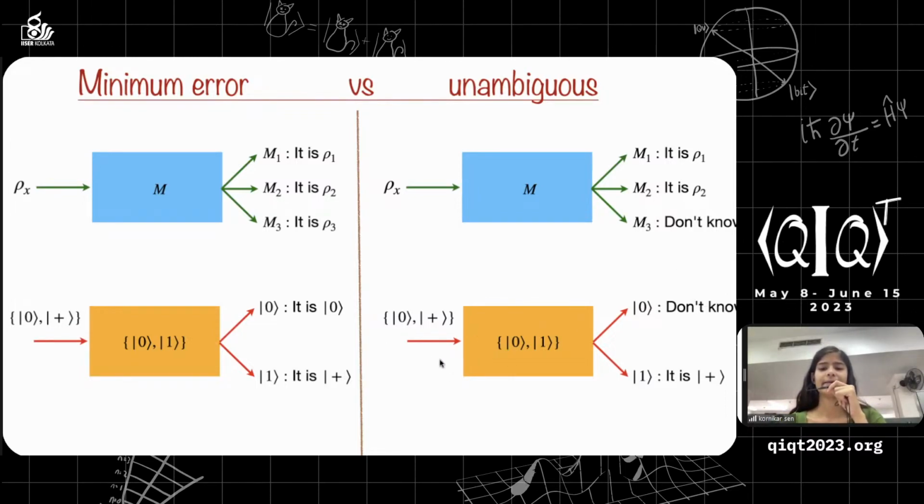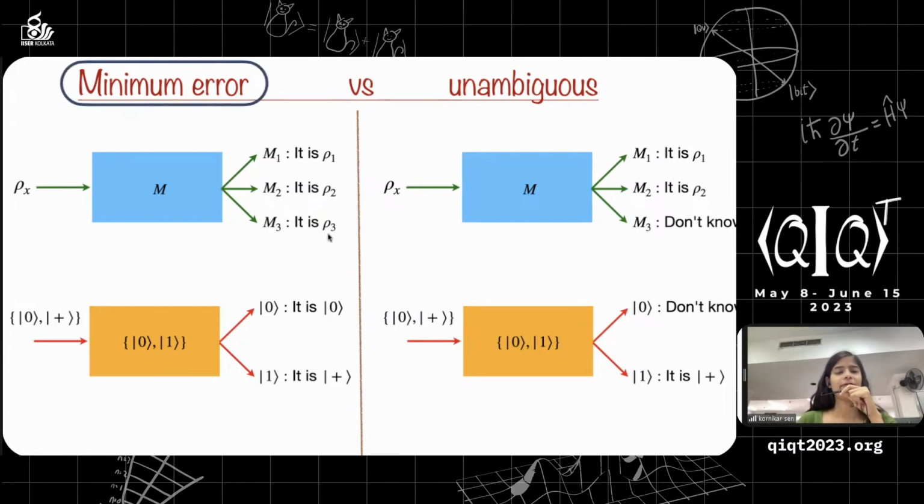So in this example, there are again two states, 0 and plus, and you are measuring in the 0, 1 basis. When you get 1 as output, you can surely say the state is plus. But when it's 0, as I said, there is a finite probability of getting 0 as well as plus. So when you get the output 0, you say, I don't know. Here the motive is to minimize the probability of saying nothing.